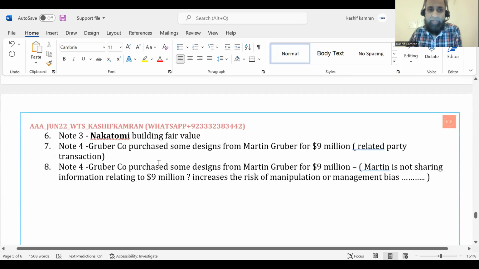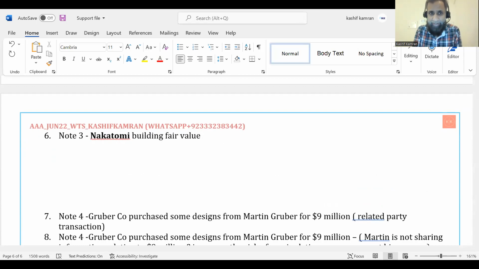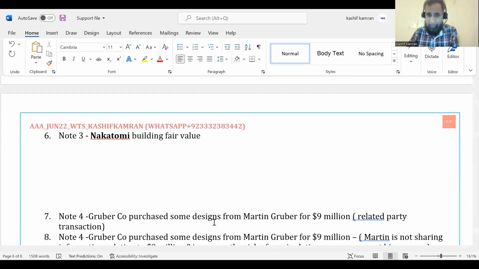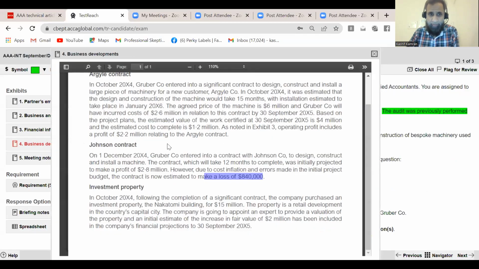Okay, the Nakatomi building. What about this? Do we have materiality in the Nakatomi building? Do we have a value in the Nakatomi building? Yes. Go to Exhibit 4. We have materiality for the Nakatomi building.